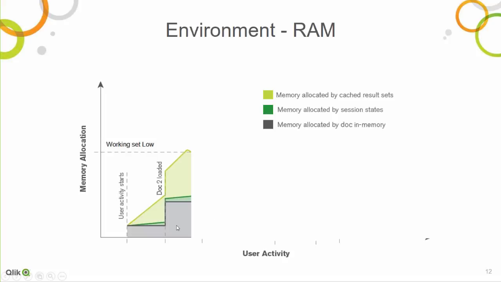Now, a second app has been opened by the user. We can see a significant memory increase for allocating the second app data model. At the same time, we have seen more users coming in, and they are doing selection activities, and we can see the cache memory keep accumulating up to this point. So at this point, the minimum memory usage limit is reached. From now on, the engine will start to swap the old cache memory with the new ones.